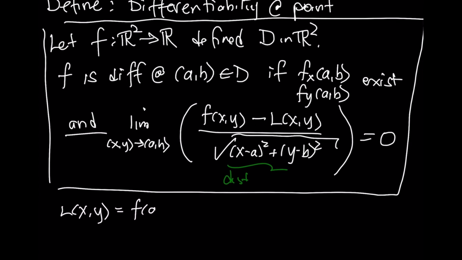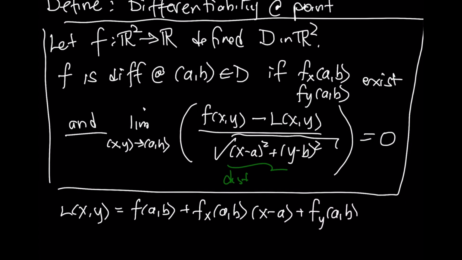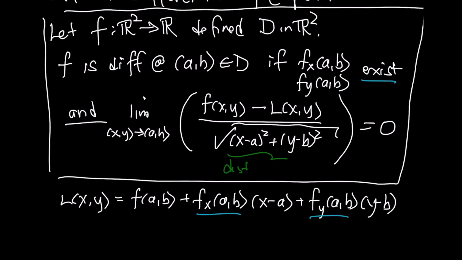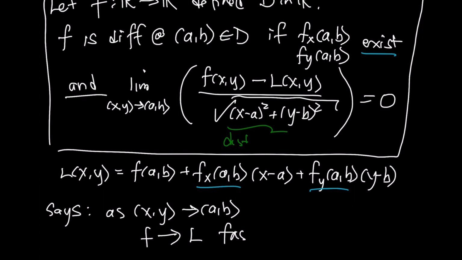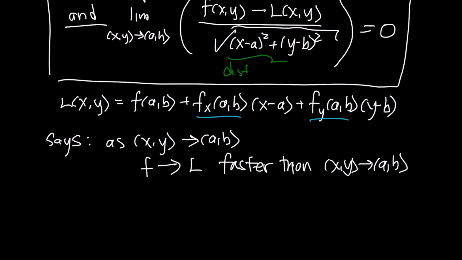L(x, y) is the linear approximation of the function, and it's made up of those partial derivatives at that point. So now you can see why we need these to exist. If those values don't exist, then we can't define that linear approximation. As our point gets closer to this location (a, b), this function gets closer to the linear approximation faster than (x, y) goes to (a, b). It's the exact same concept as we talked about for the single variable point.